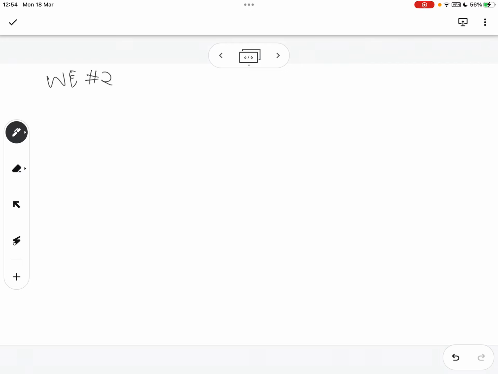So now, we're told that the same car now has to slow down, is slowed down, and a force of negative 300 Newton is applied in the opposite direction.